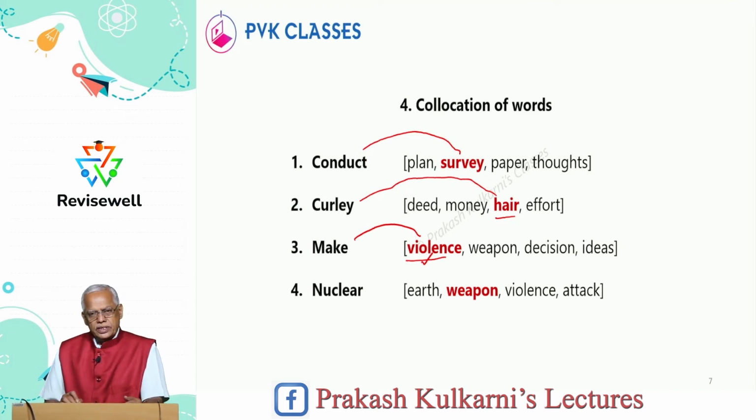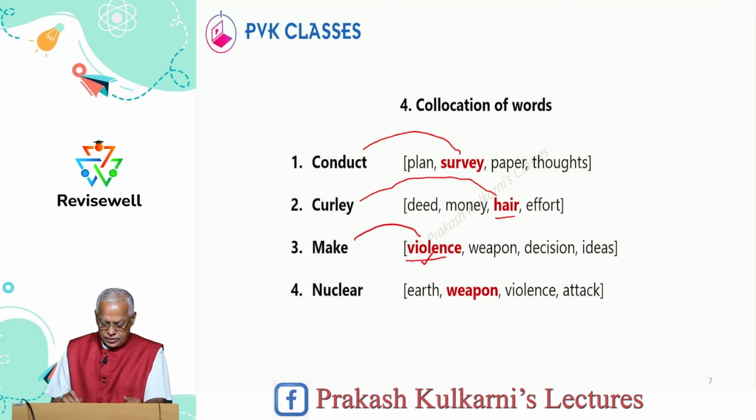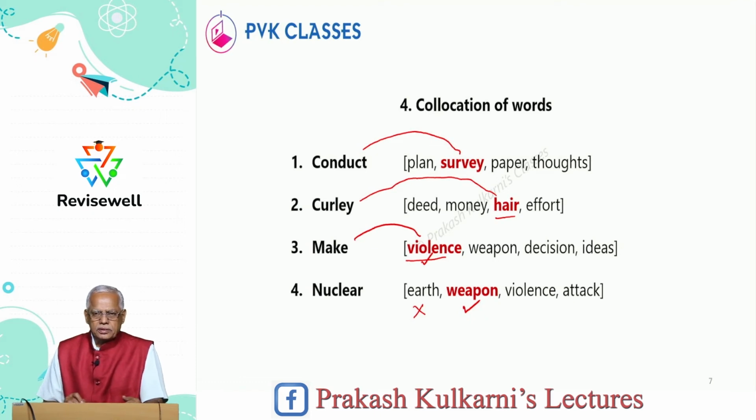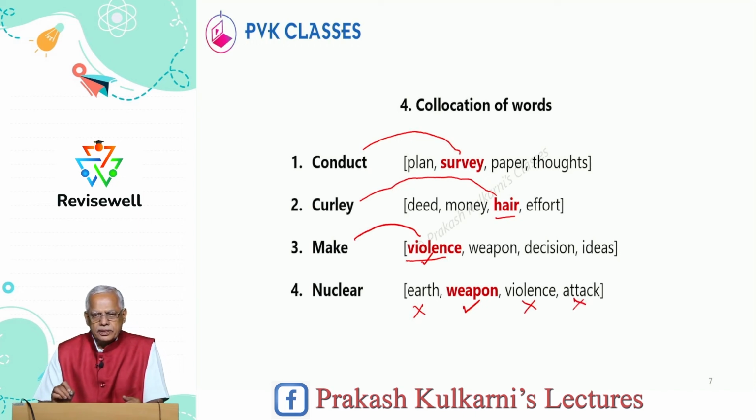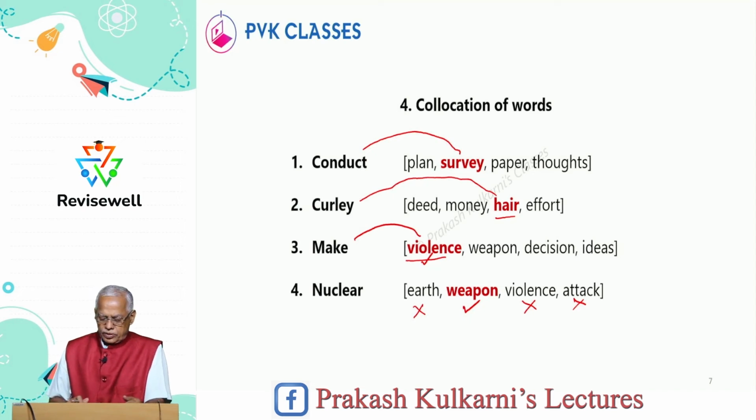And the last word is nuclear. So we say nuclear earth, it is not the correct one. Nuclear weapon, this is the correct collocation. And during First and Second World Wars, there were many nuclear weapons, both by Americans and the Russians. Then nuclear violence, this is not the correct collocation. Nuclear attack, no. Nuclear weapon is the correct word collocation.